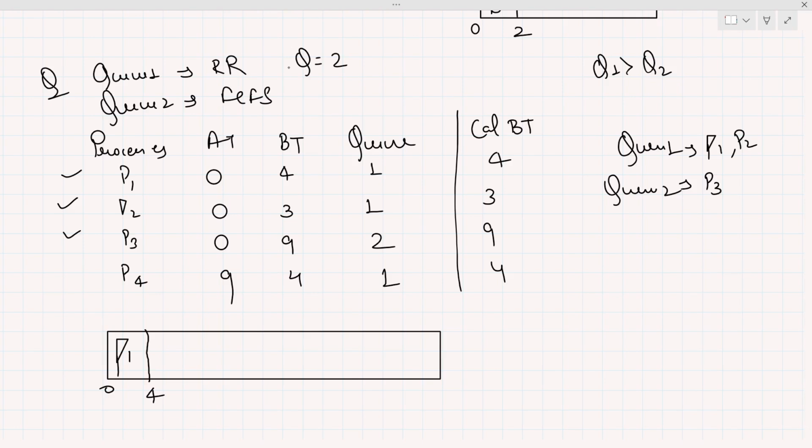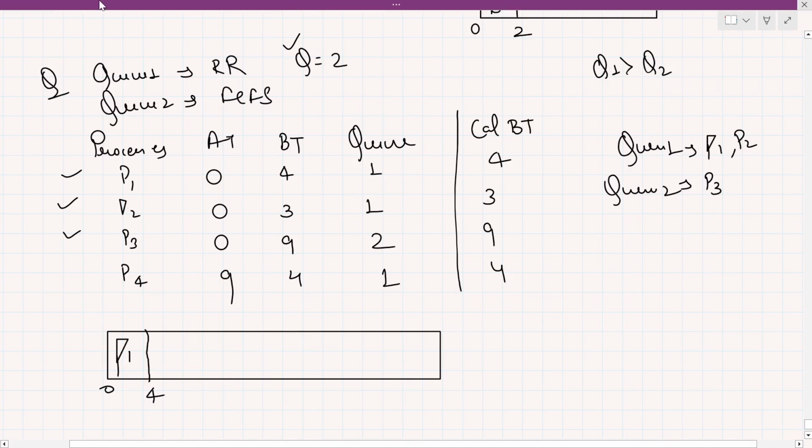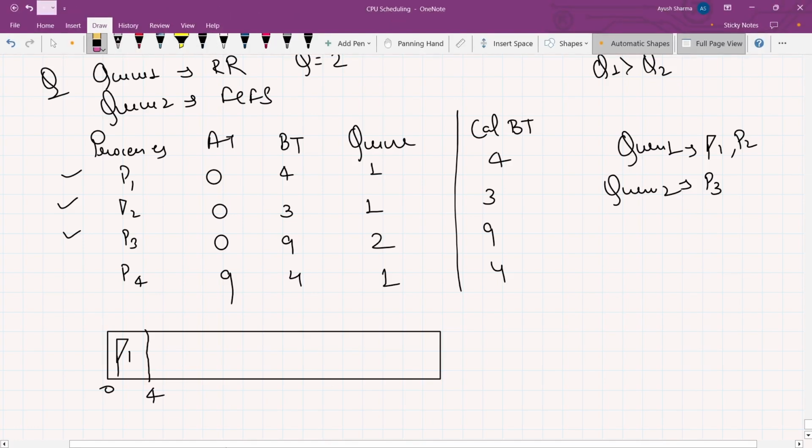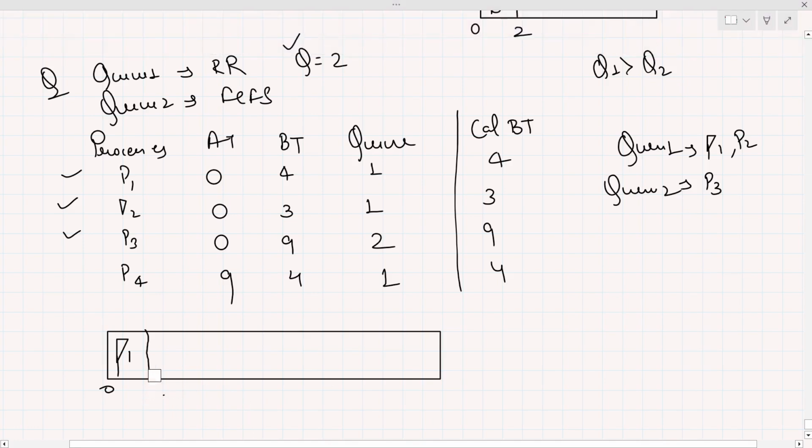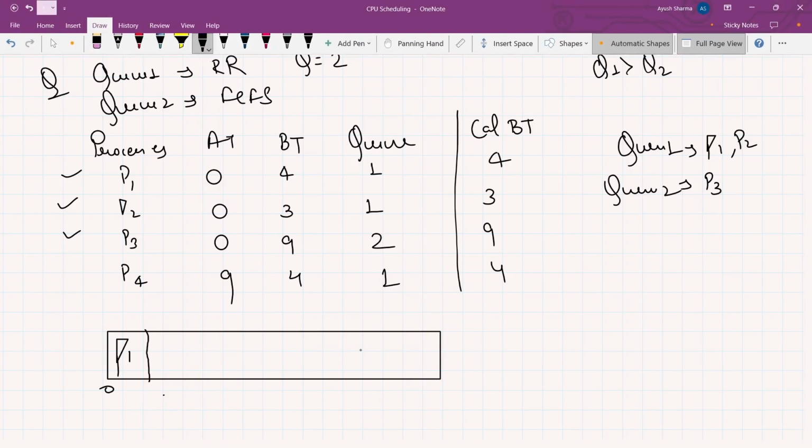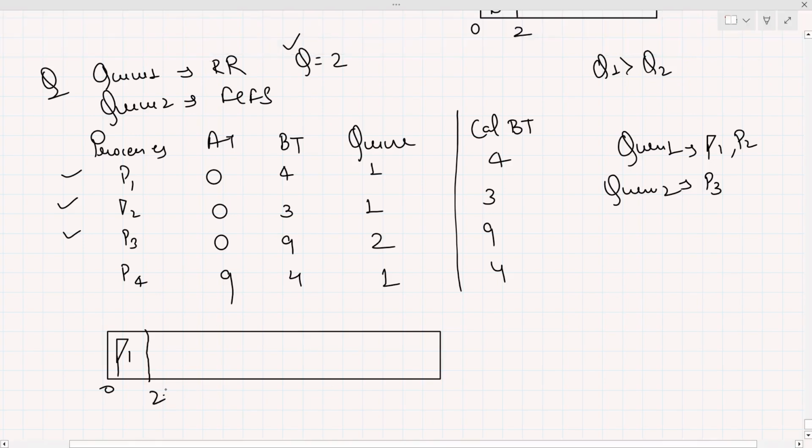Because round robin is a time quantum thing, so we have to run it only for two time quanta. So the P1 process runs from 0 to 2. So what is the burst time left for the P1 process? Now P1 is not completed, so in round robin we have to check something.